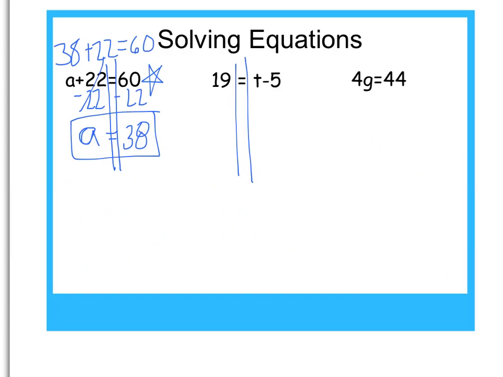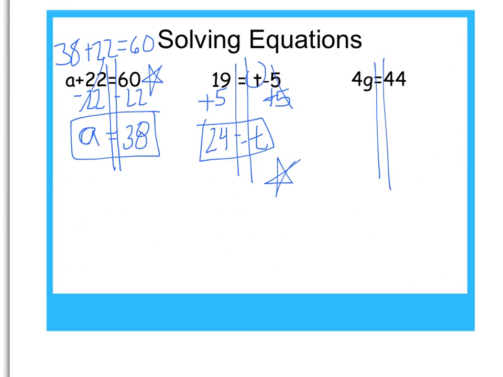The opposite of minus 5 is plus 5. Remember, the idea is to get your variable by itself, so you're getting rid of the things that are on the same side as your variable. Plus 5 on both sides. Whatever you do to the left side, you have to do the same thing to the right side. So I have t left on the right-hand side, and on the left-hand side I have 24. 24 minus 5 is 19, so I know I got it right.